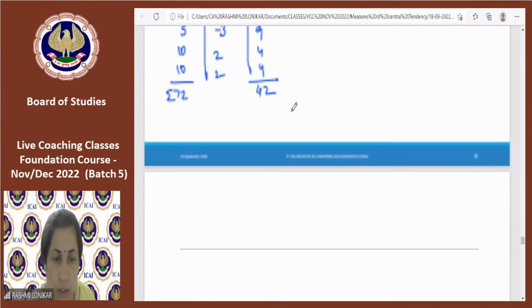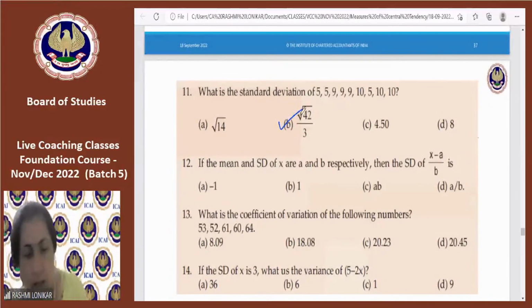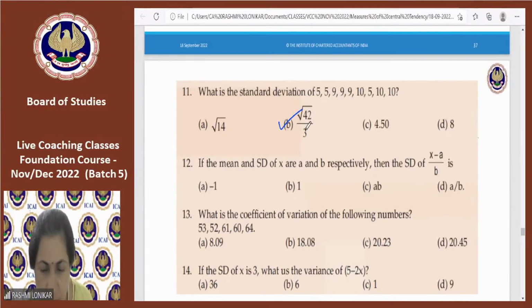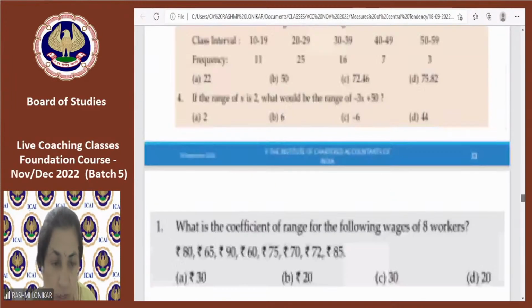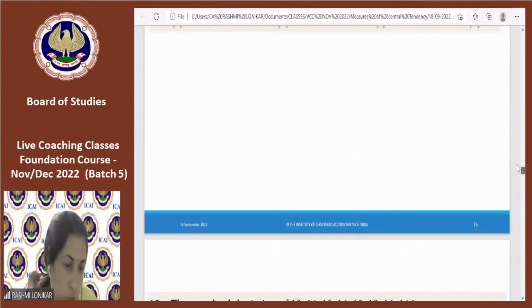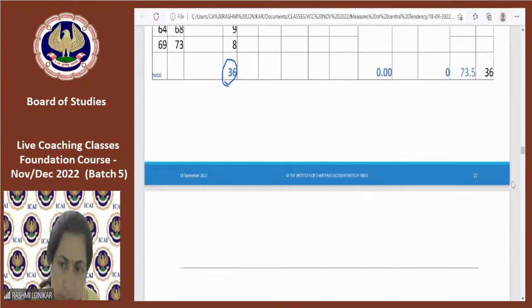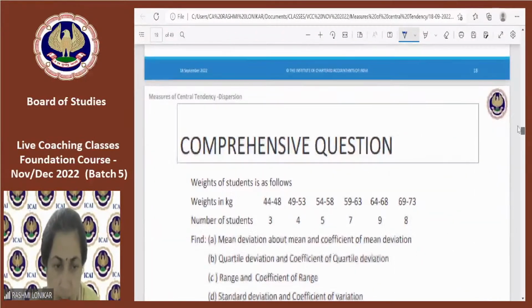Now what is the next sum that we have? If mean and standard deviation of x are a and b respectively, then the standard deviation of x minus a upon b is how much? Now for this, I must understand the property of standard deviation. What does standard deviation say about change of origin and scale? Have we written the properties of standard deviation? Let us check.